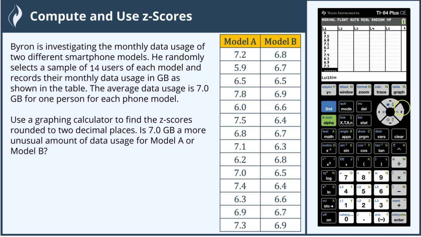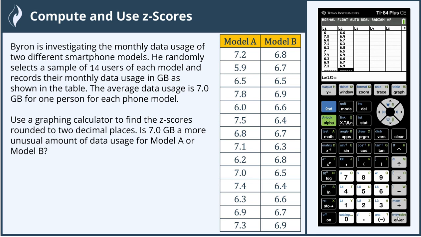Now we go over to list 2 and we're going to repeat this process with Model B, starting with 6.8, 6.7, 6.5, 6.9, 6.6, 6.4, 6.7, 6.3, 6.8, 6.5, 6.4, 6.6, 6.7, and 6.9. So again, 14 data values.